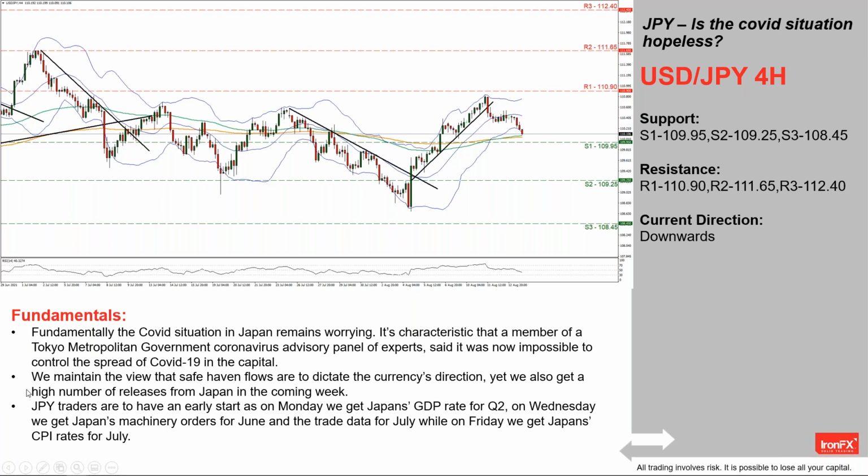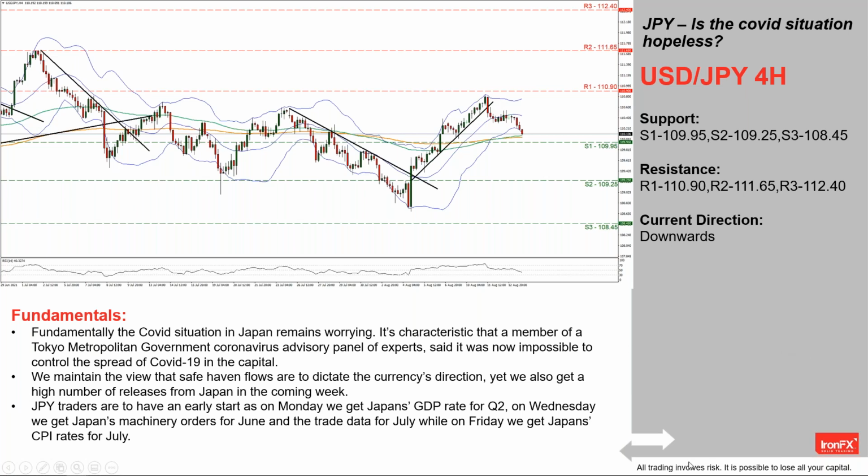We maintain the view that safe haven flows are to dictate the currency's direction, yet we also get a high number of releases from Japan in the coming week. JPY traders are to have an early start, as on Monday we get Japan's GDP rate for Q2. On Wednesday we get Japan's machinery orders for June and the trade data for July, while on Friday we get Japan's CPI rates for July.